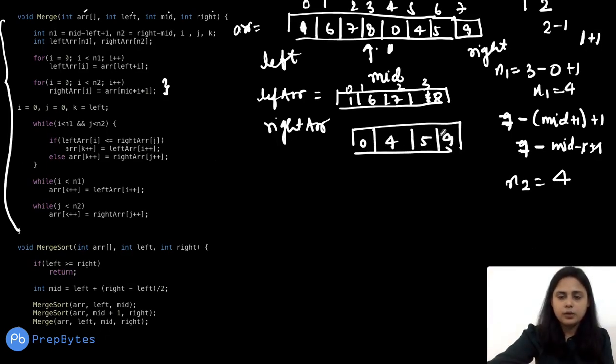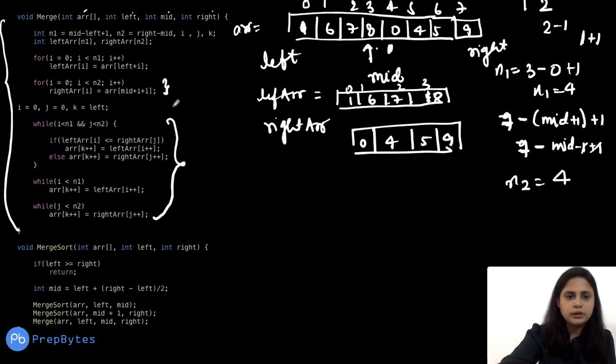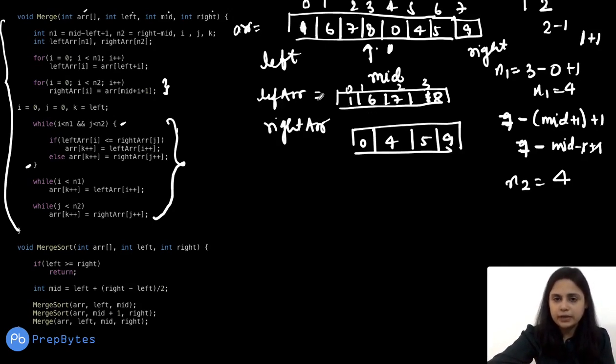Now I have to combine these two. This particular part of the code is doing the task of combining these two arrays. Let's see how this is happening. First of all, we have a condition: while i is less than n1 and j is less than n2. We will keep on running this loop only till we have elements in both. Let's say we just exhausted all the elements of the left array, and there are still elements remaining in the right array.